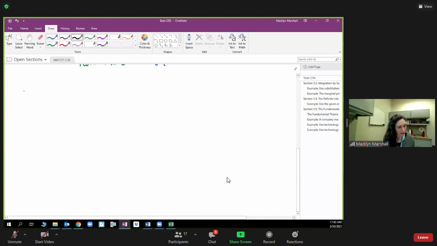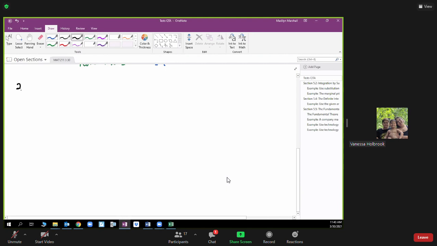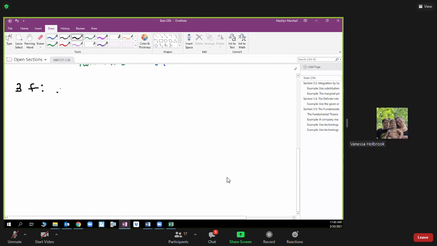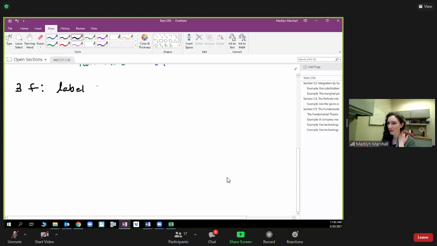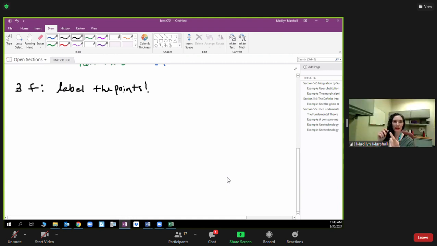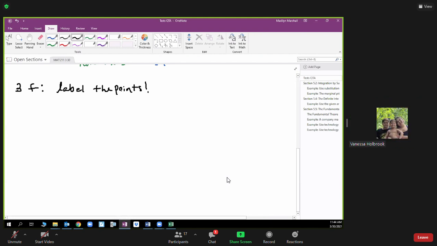On the graphing problem on 3F, it says these things that I just want to highlight. It says include all information found in the previous step and label every point. So in the previous steps, you found intercepts and you found extrema and you found inflection points. All of those should be on the graph and labeled.